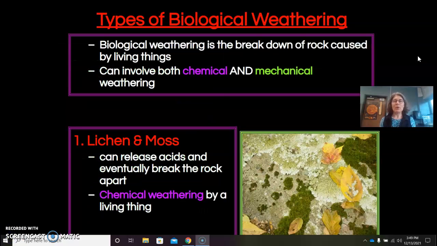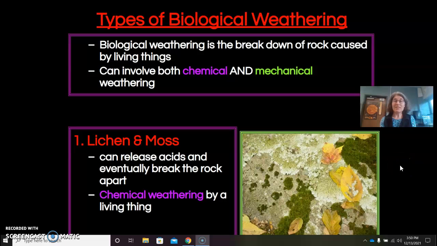The second type of weathering we're going to talk about is biological weathering. And as you probably can guess from the title, biological weathering means weathering that's been done by living organisms. It can be both chemical and mechanical. An example of that is lichen and moss, which are oftentimes some of the first living organisms that will invade a brand new area of bedrock, and they are able to live on that surface and break that rock down chemically as well as mechanically in order to get nutrients from it.